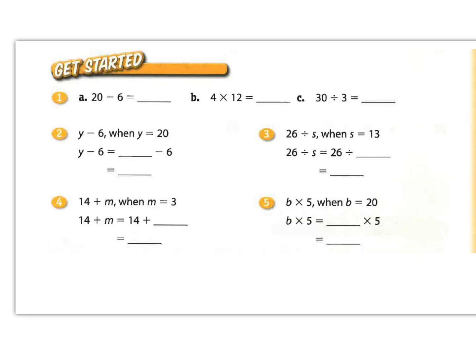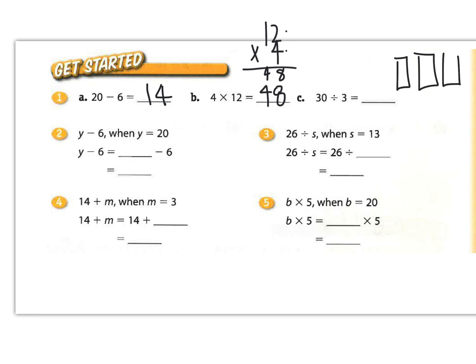All right, so let's look at these examples. 20 minus 6 is 14. 4 times 12. Well, let's write it like this so we can solve it. 4 times 2 is 8. 4 times 1 is 4. So 4 times 12 is 48. 30 divided by 3. Well, let's put it into 3 groups. We know that we can put 10 in each group, and then we have 10, 20, 30. So 30 divided by 3 is 10. Another way you could have checked that is you could say, what times 3 equals 30? And we know 10 times 3 equals 30.